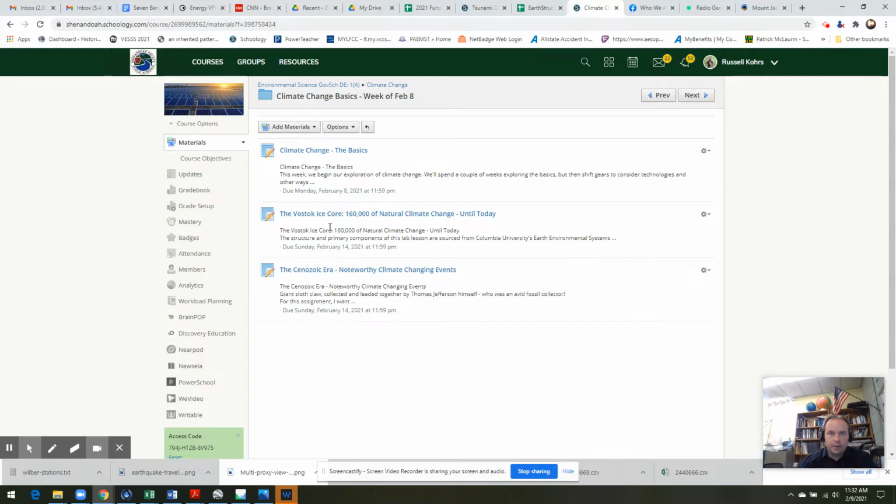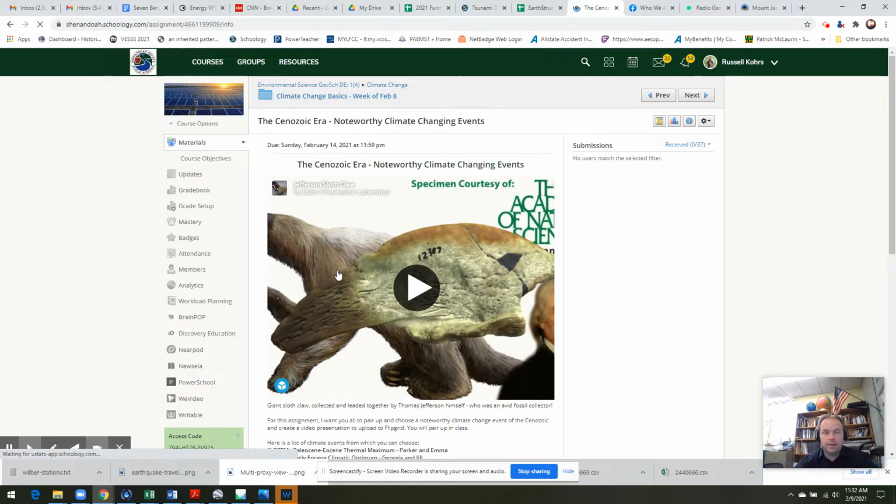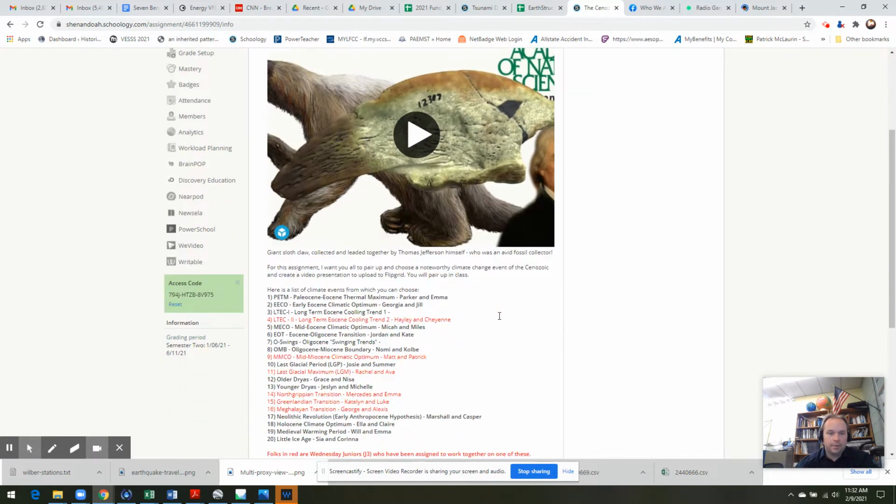There's an online spreadsheet to work on for the Vostok Ice Core. It's just cookbooky. You should be able to figure that out pretty easily. And then there's this one. With this one, I want students to look at individual climate events during the Cenozoic era. And that's the whole goal of this.